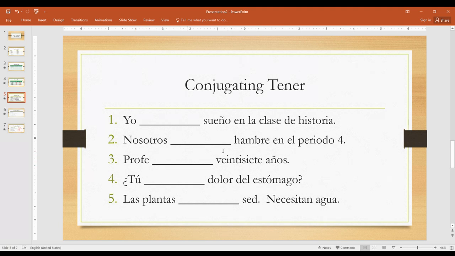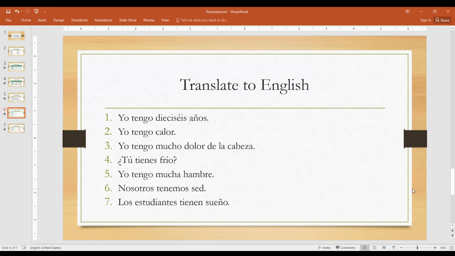Profe tiene 27 años. Number 4, do you have a stomachache or are you in pain of the stomach? I want to ask, ¿tú tienes dolor del estómago? ¿Tienes? And for the plants are thirsty, they need water. I want the plants have thirst. Las plantas tienen sed. Tienen sed. Necesitan agua. And for this one, try translating to English. Take those 7 sentences and figure out what they mean. Pause the video right here, and then I'll give you some answers.